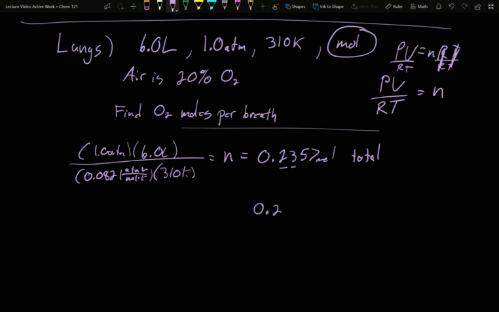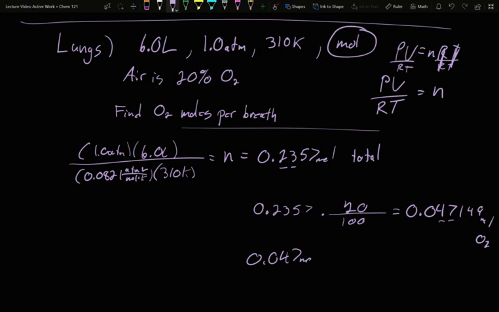So 0.2357 out of every 100 of it, I want 20 of them. So 20%, that times 0.2. 0.047149 mole of O2. So 0.047 mole of O2. In a deep breath, you get 0.047 moles of dioxygen.